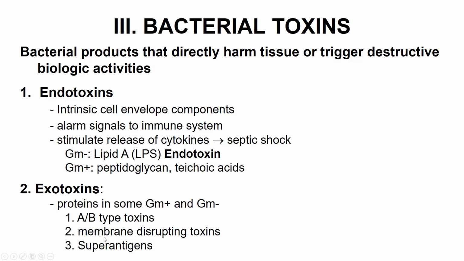And by virtue of the fact these were studied later and less in depth, we're still getting a clear understanding of all the different types of bacteria that make these and how they act. So we know a lot about AB type toxins and a little bit less about the other two, but some.